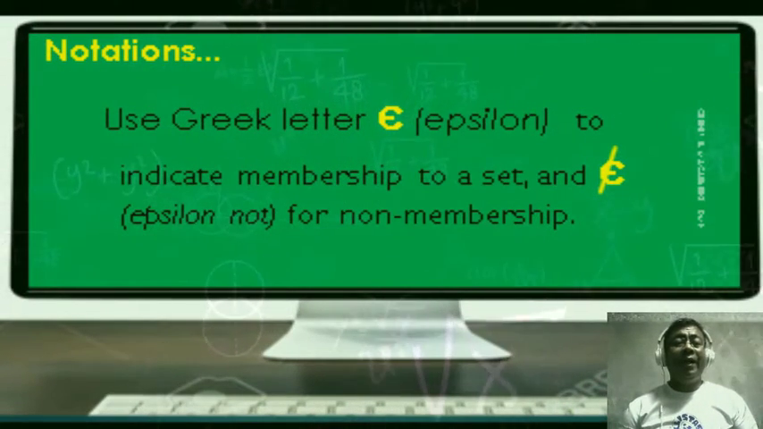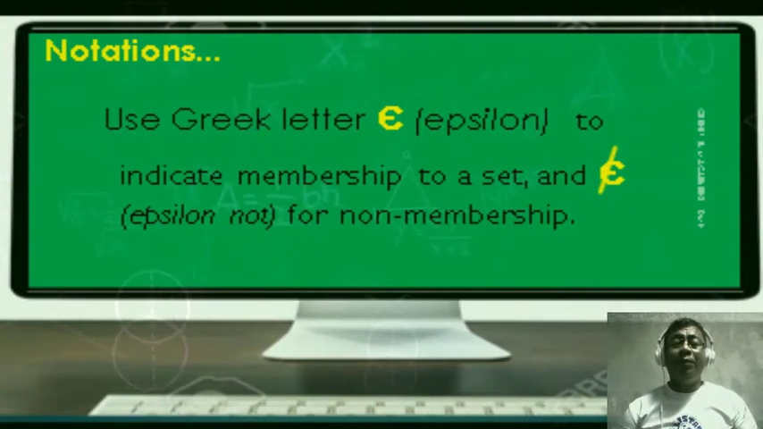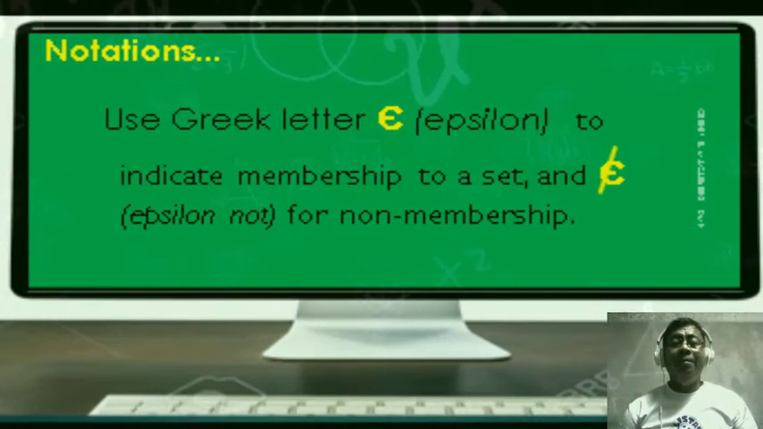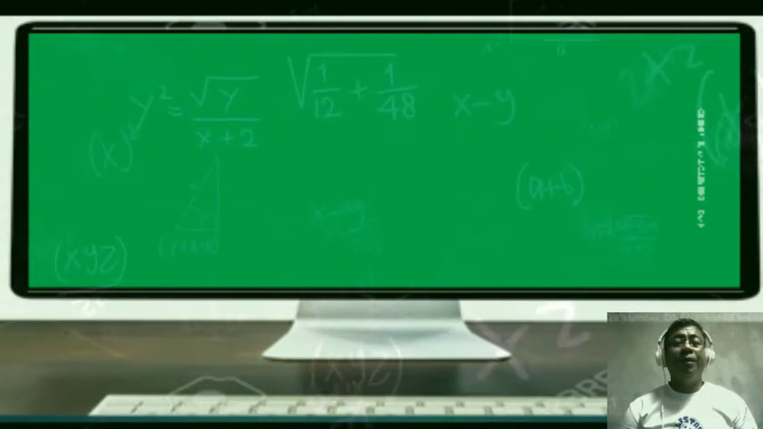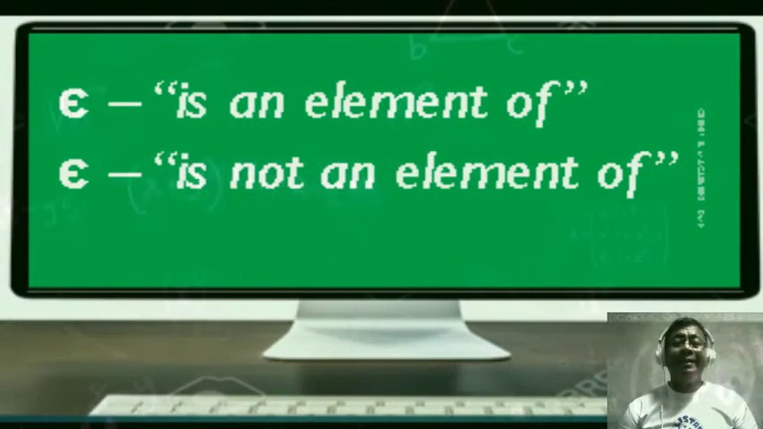Use the Greek letter epsilon to indicate membership to a set, and epsilon with a slash for non-membership. Epsilon is read as "an element of," and the slashed epsilon is "not an element of." So take note of that.